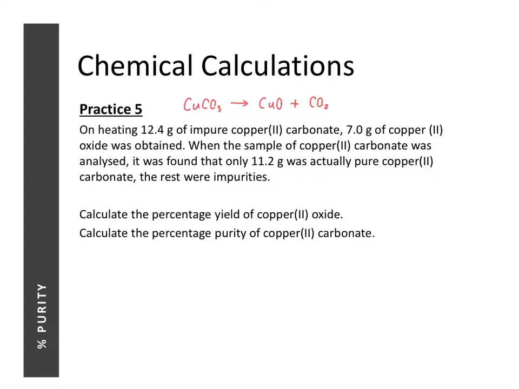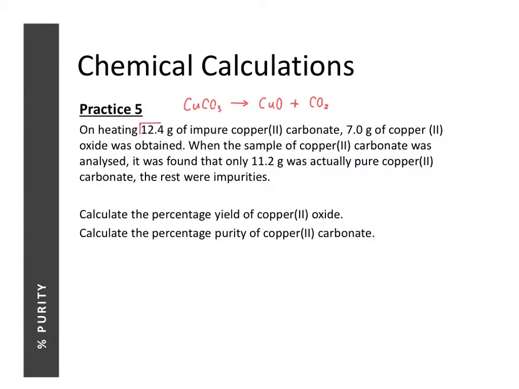And why is it so famous? Because it involves a very distinctive color change that you're expected to know. So let's look at the question. Now this question combines both percentage yield and percentage purity into one. We need to take note because there are a number of values that are given. So let's try to identify what these values are.